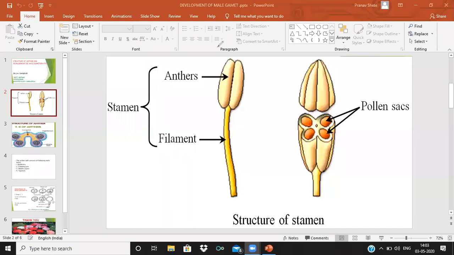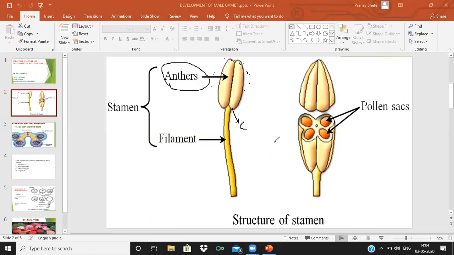First, what is the anther? This is the structure of the anther. The main function of the anther is to produce a large amount of pollen grains. Millions of pollen grains are produced at a time in a single anther. The filament supports the anther, and the joint between the anther and filament, which connects them to each other, is called the connective.